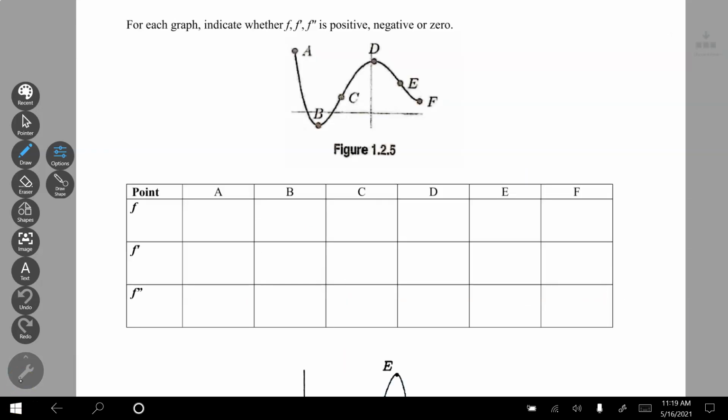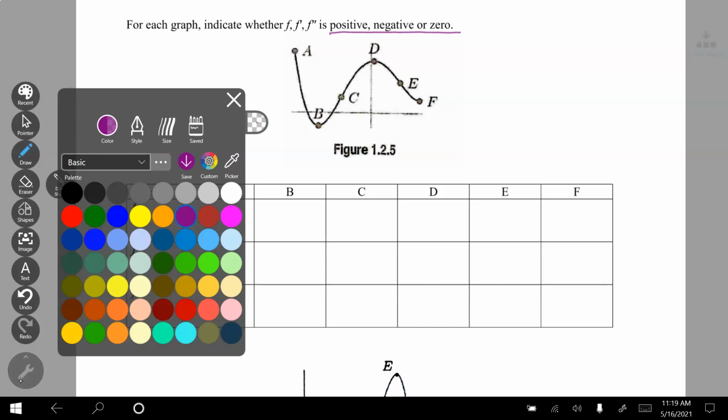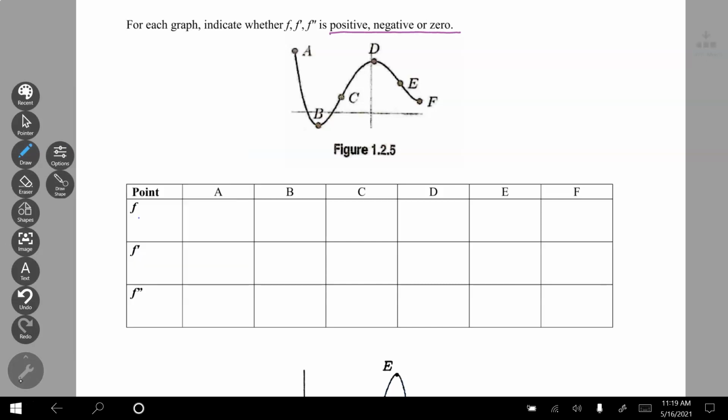So I'm going to be able to look at a graph and determine if f, f prime, and f double prime is positive, negative, or 0. That's all I care about, those three things. So f is the y value, f prime is the slope, and f double prime is its concavity. These are the three things I'm looking for.